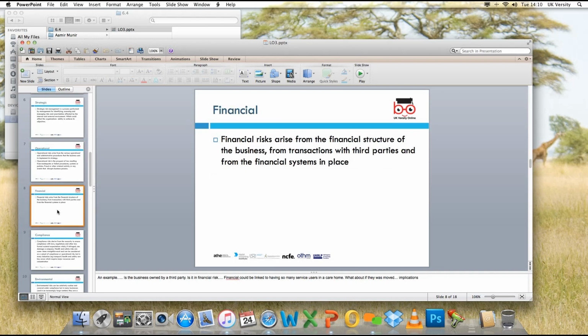Financial risk arises from the financial structure of the business, from transactions with a third party, and from financial systems in place. So it could be that it's under threat of financial loss. Is the business owned by a third party? Can finance actually be a risk for it? Could it be the fact that who's funding your home is actually the service users? If it's a care home, what about if they moved? What about if they weren't in care? How many do you need to earn money? What would the implications be financially if you had no service users? Yeah, so that's that question.